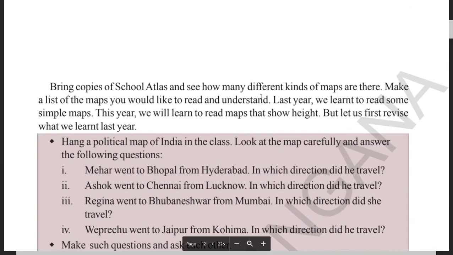Bring copies of the school atlas and see how many different kinds of maps there are. Make a list of the maps you would like to read and understand. Last year, we learned to read some simple maps. This year, we will learn to read maps that show height. But first, let us revise what we learned last year.